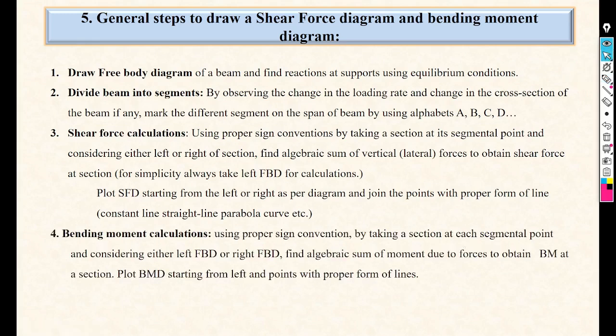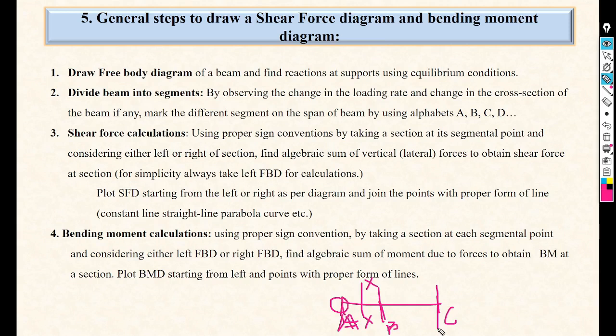Next is the bending moment calculation. Again, for the bending moment calculations, we need to use the proper sign convention by taking a section at each segmental point. Suppose these are A, B, and C, the 3 points. So instead of taking a section in the segment, we need to consider the section at the segmental point, like at A, at B, and at C.